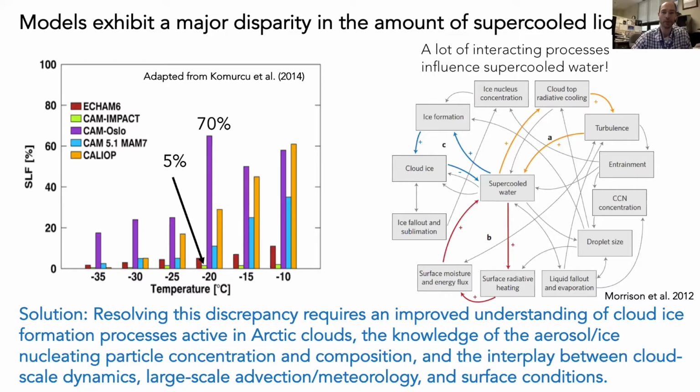On the right side is a schematic from the Morrison et al. review paper in 2012 showing the large number of interacting processes that influence the amount of supercooled liquid water in these clouds, which is so important for the surface radiation budget and the surface cloud radiative effect. What this graphic shows is that it's important to constrain each of these different processes and variables, and this has been the guiding principle for our Arctic IMPACT measurement suite. Resolving these discrepancies in models requires an improved understanding of ice formation processes, the role of aerosols, and how the interplay between cloud scale dynamics, large scale advection meteorology, and surface conditions all play out.